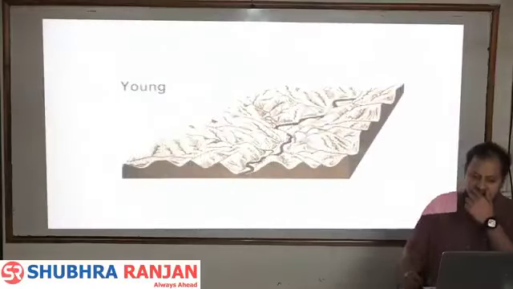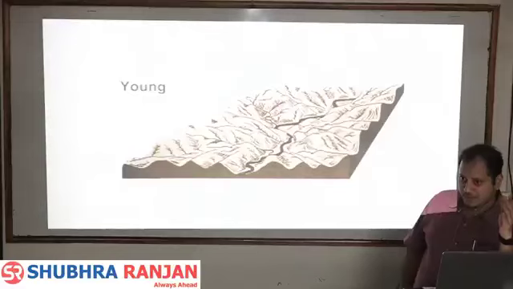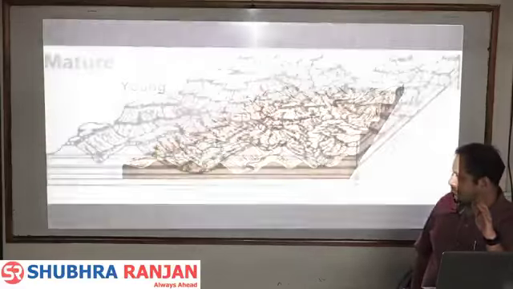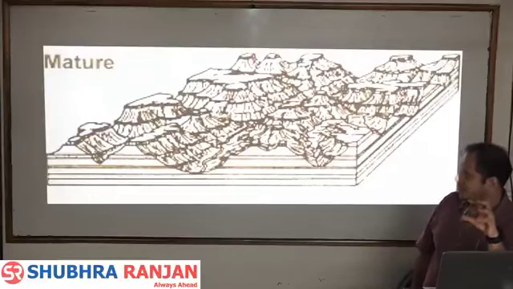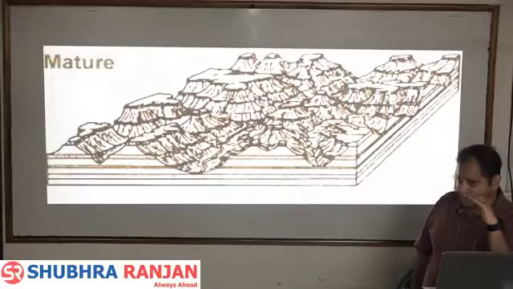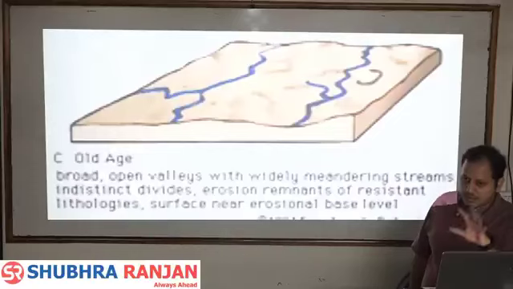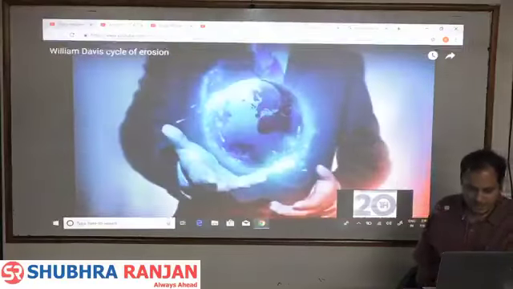So in the young age, the river system is not well developed. Distances between the rivers are very big, but the rivers flow with great speed and therefore engage in a high amount of erosion. In the mature stage, the river system starts developing well, the landform is dissected, relief features are reduced, slope is generally reduced, and in the old age, it is made very, very flat. So this is the Davisian cycle of erosion. Fine, understood?